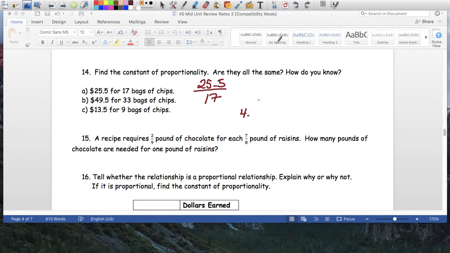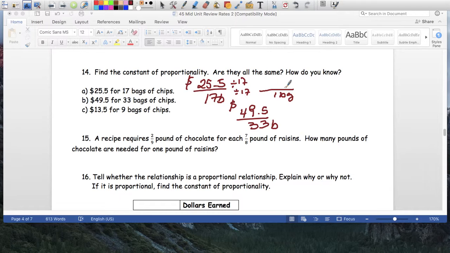15. A recipe requires 2 1/9 pounds of chocolate for each 7/8 pounds of raisins. How many pounds of chocolate are needed for 1 pound of raisins? Una receta necesita 2 1/9 libras de chocolate para cada 7/8 libras de raisins, uvas secas. ¿Cuánto chocolate necesito para una libra de raisins?